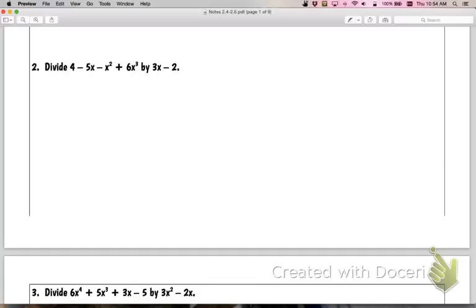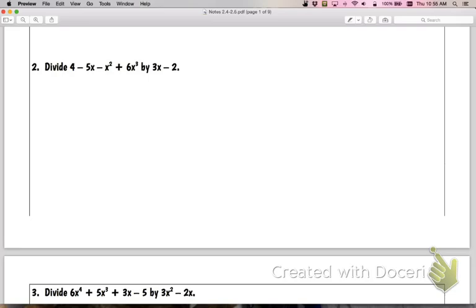Okay, so looking at this one, we need to look at a couple of things. So I have 4 minus 5x minus x squared plus 6x. So the first question is, is this polynomial in order? Is it in standard form? No, the exponents are all out of whack. So we have to first arrange that.